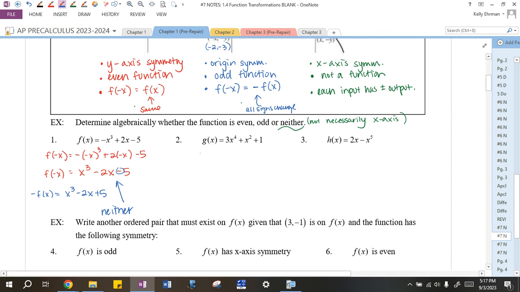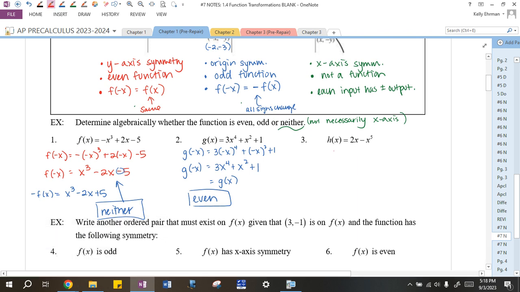All right, number 2, same thing. Let's plug in g of negative x. When you plug in negative x and raise it to an even power, you're going to get the exact same thing that you started with. So g of negative x is exactly g of x. That's the exact same thing. So by definition, this is an even function.